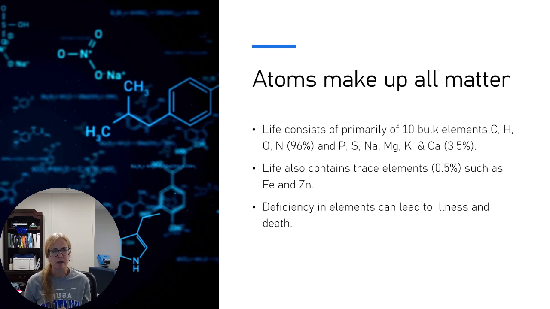But we also consist of a lot of trace elements. So iron, for example, we have iron in our blood that helps with the hemoglobin and the transport of oxygen. And then things like zinc, and zinc is a micronutrient or micro mineral, I should say, that is found in the human body in places like bones and other areas. Deficiency in elements can lead to illness and death.